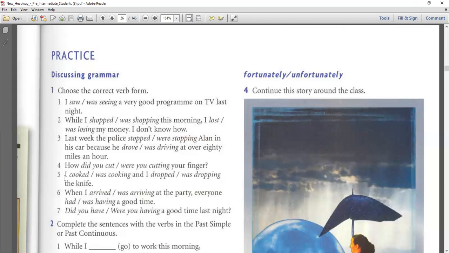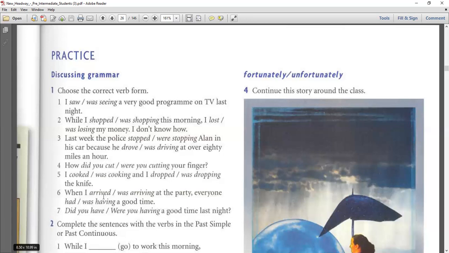5. I was cooking and I dropped the knife. I was cooking. Okay. I was cooking and I dropped the knife. We have when.